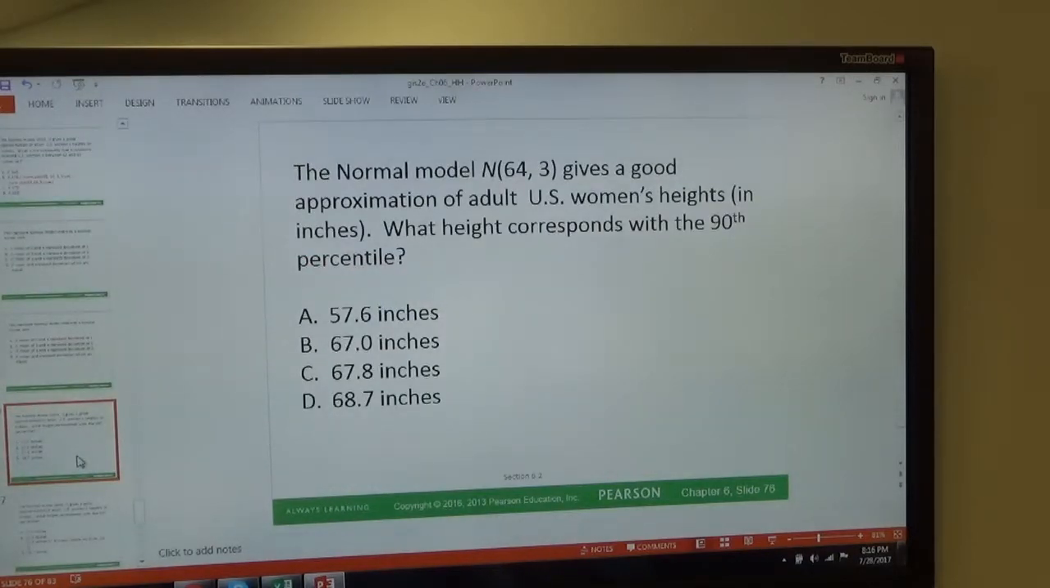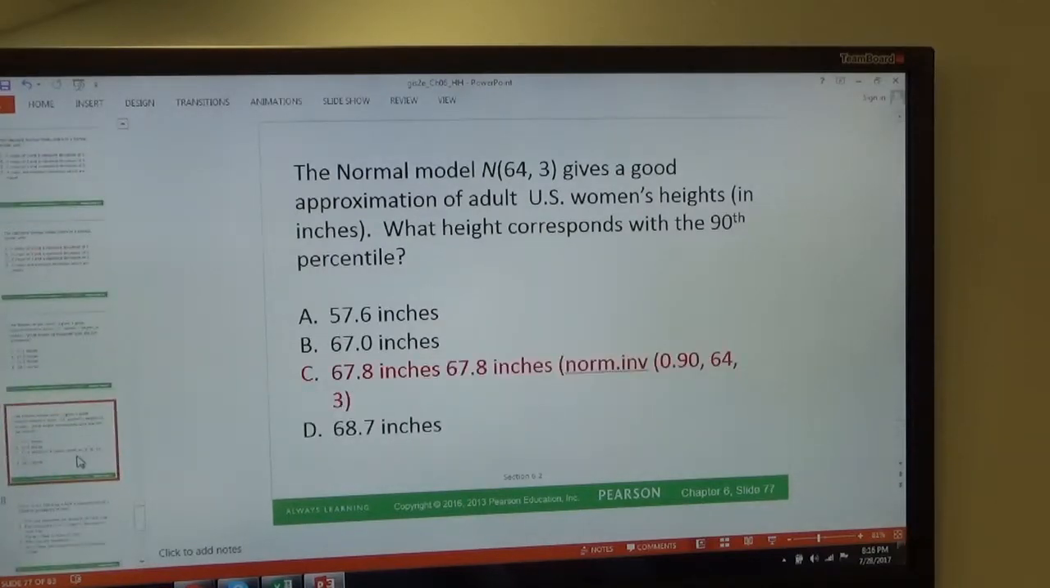90th percentile. What should we use? Normal inverse, 90, right? What is the 90th percentile? 90 and 10%. So 90 is fine. I believe 90 is fine.